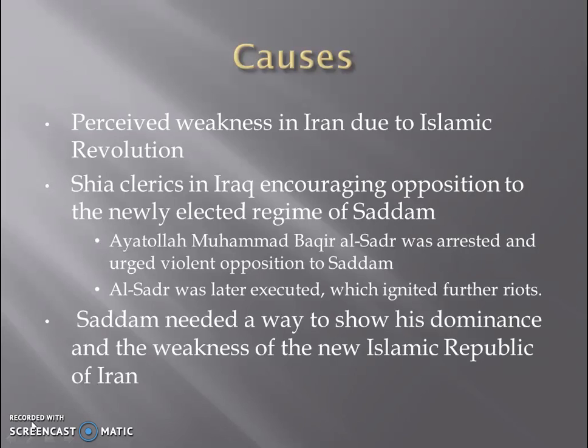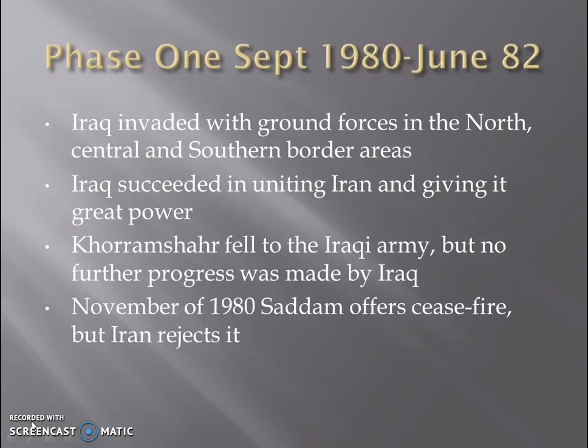which resulted in Phase 1 of the war, which started September of 1980 and continued until June of 1982, in which Iraq invaded with ground forces in the north, central, and southern regions of the Iran-Iraq border, along with minor airstrikes, but those were quickly grounded.